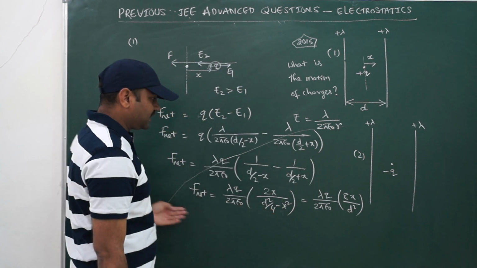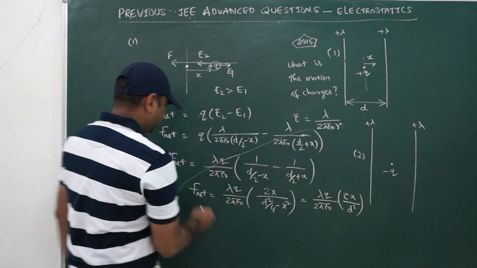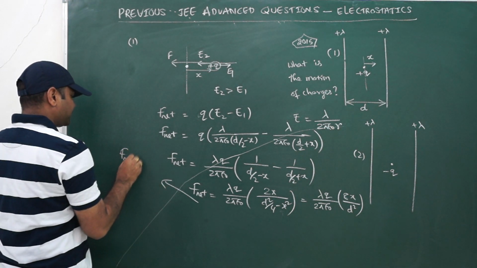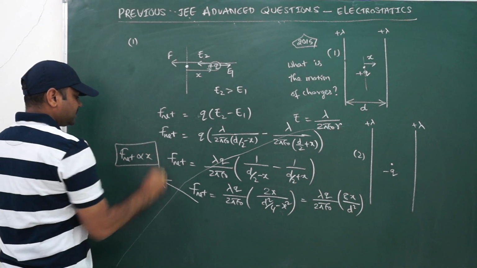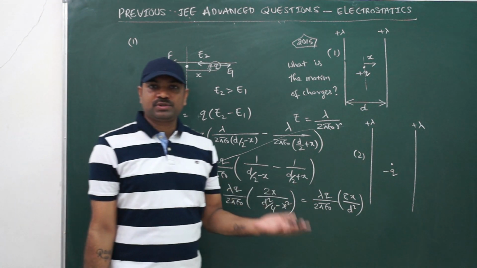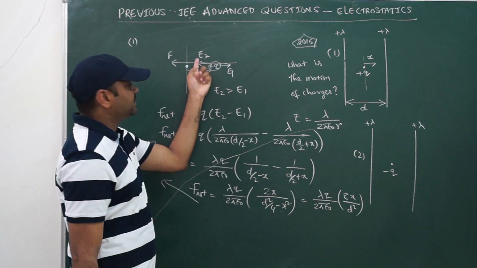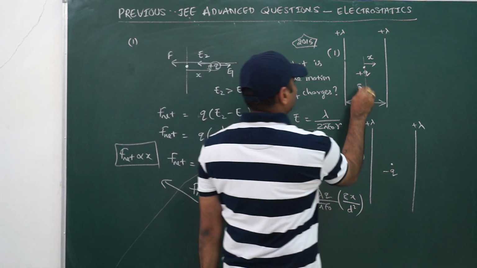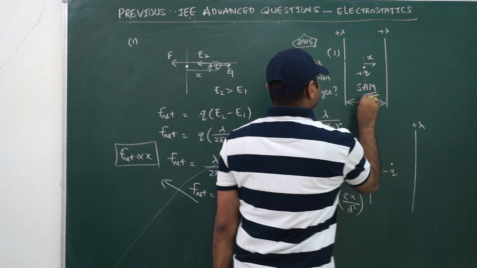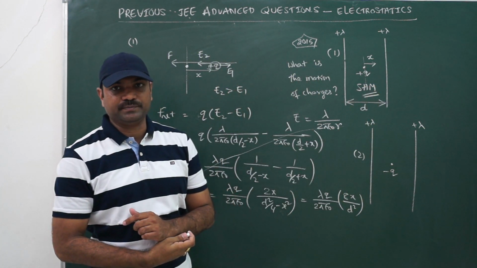Now you can understand that net force is proportional to x. From this, net force is proportional to x. So then acceleration is proportional to x and opposite to the displacement also. Then the behavior of the charged particle's motion is simple harmonic motion.